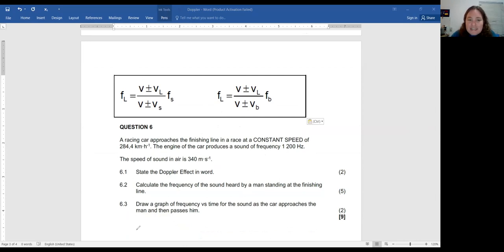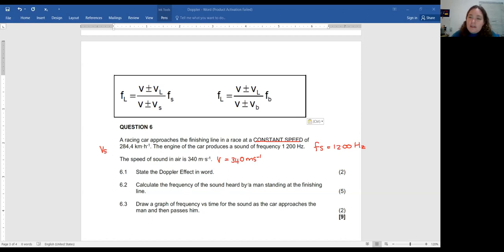All right, question 6. A racing car approaches the finishing line in a race at a constant speed of 284.4 kilometers per hour. The engine of the car produces a sound of frequency 1,200 hertz, and we're told that the speed of sound in air is 340 meters per second. So V is equal to 340 meters per second. The frequency of the source is 1,200 hertz. And the car approaches the finishing line at a constant speed. That's Vs, okay, because the engine's what's making the noise.